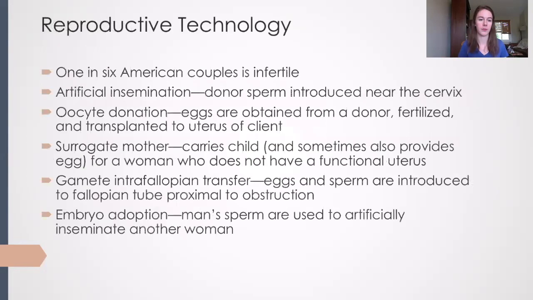We have ways to assist in reproduction if a mom and a dad cannot produce a baby on their own. And this is known as, in general, reproductive technology. You've probably heard of artificial insemination and sperm donors and oocyte donation. A lot of times parents want to use their own egg and sperm. And so we can do that.